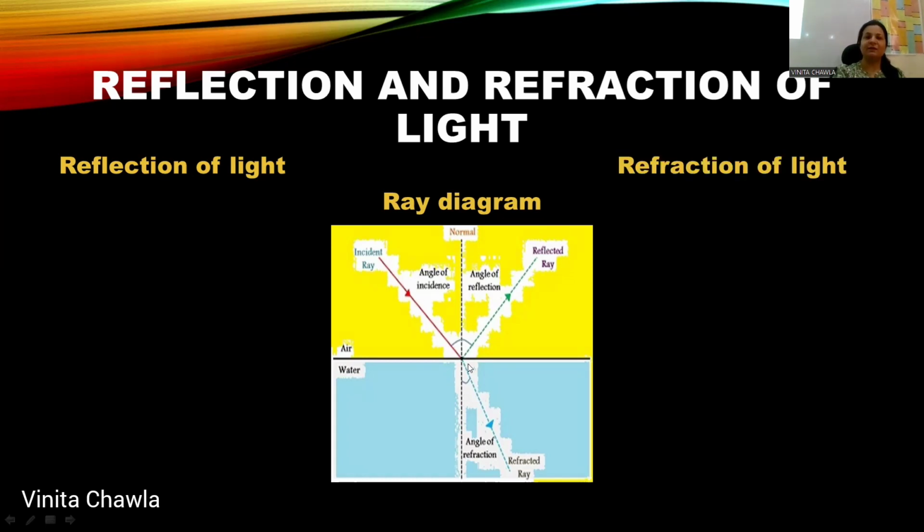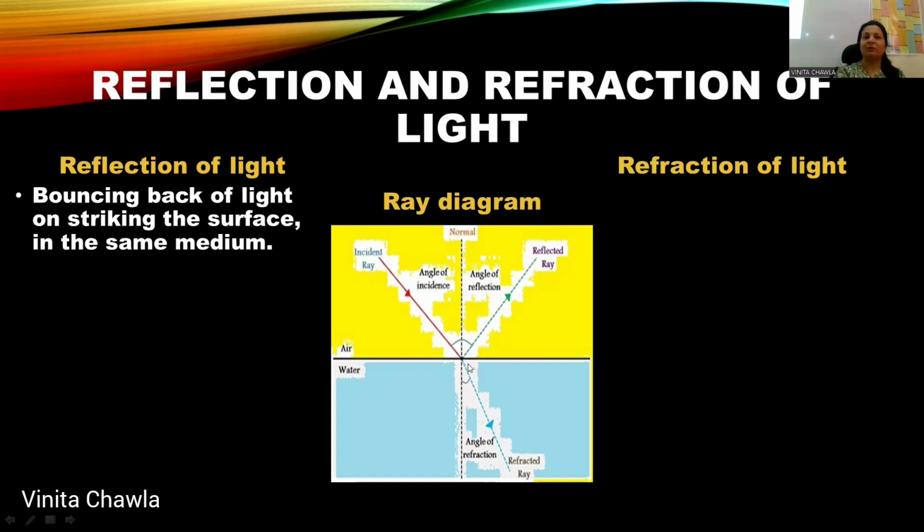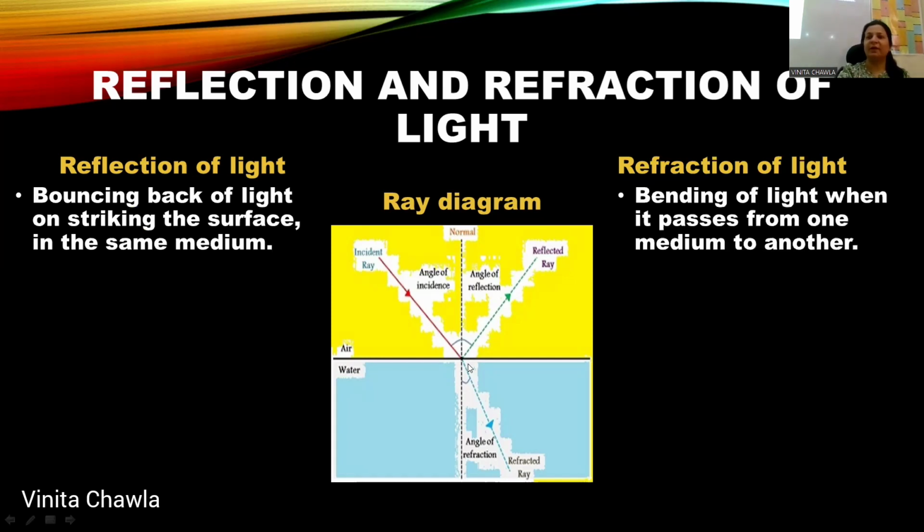So reflection of light is the bouncing back of light on striking the surface in the same medium. On the other hand, refraction of light is the bending of light when it passes from one medium to another, like from air to water. If it is in the same medium, air, then it is reflection. But when it goes into a different medium, then it is refraction, because then light bends.